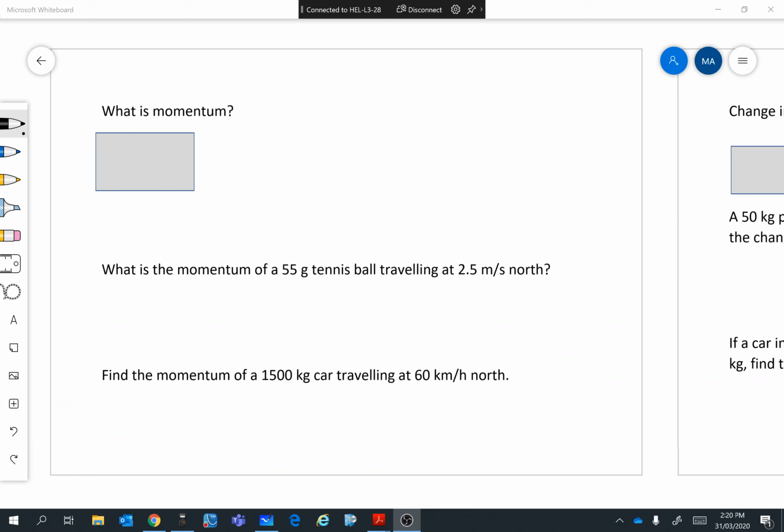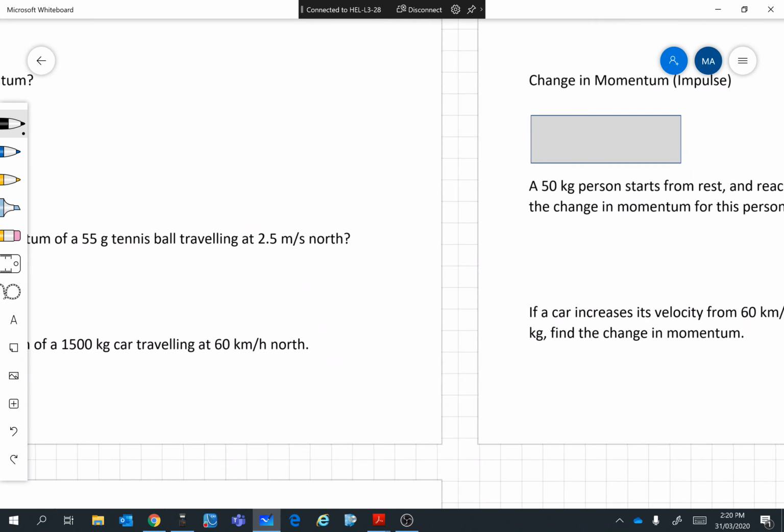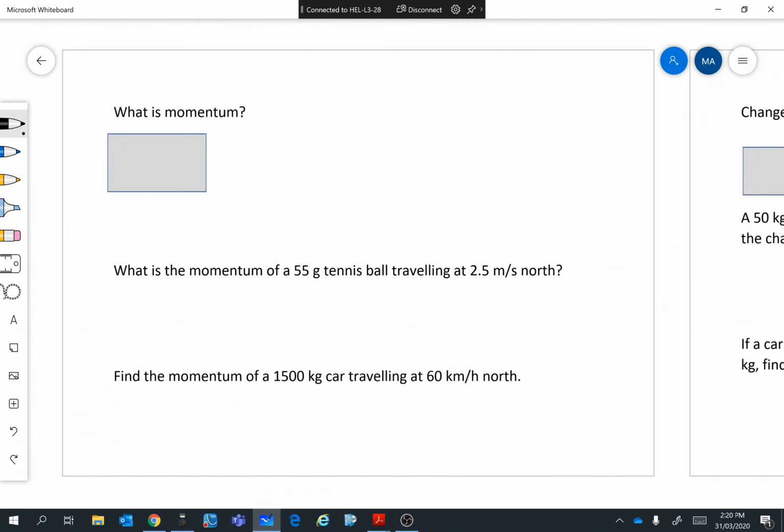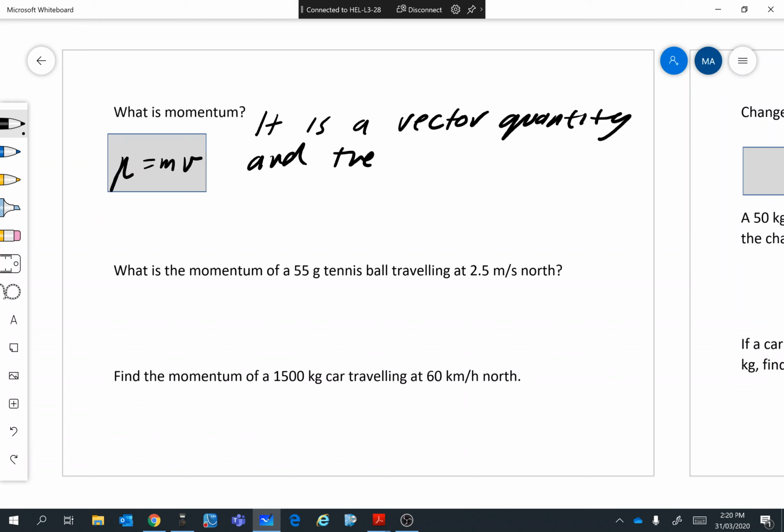So first off, the formula for momentum. Momentum, we have the letter P, and it's equal to mass times velocity. So P equals mv. It's a vector quantity. And the units are kilograms meters per second. So how many kilograms are moving at what speed?